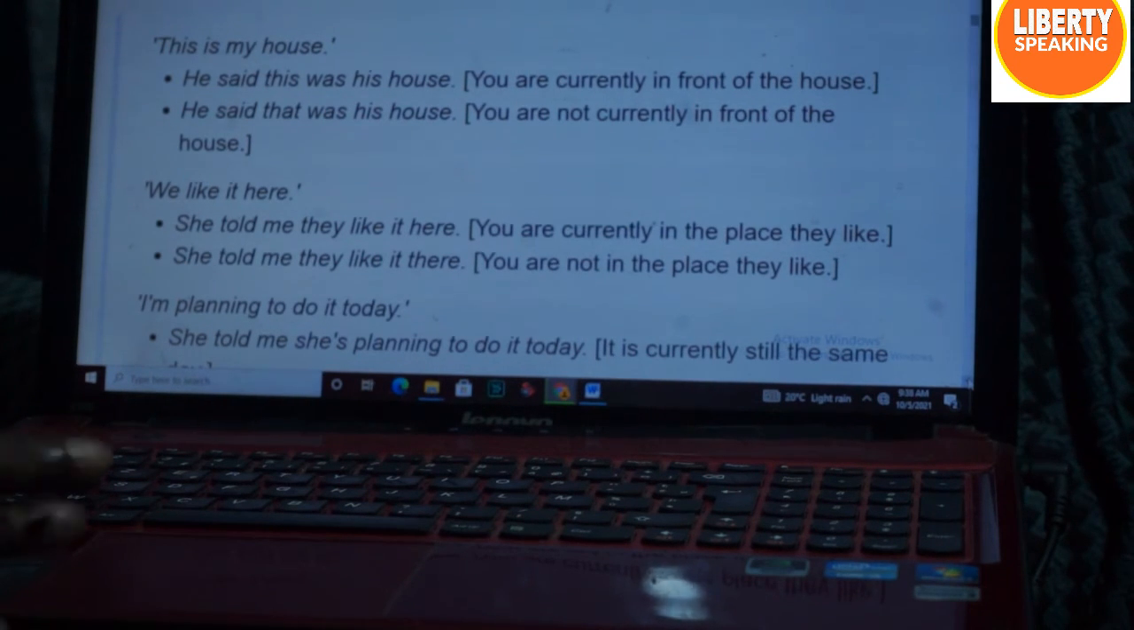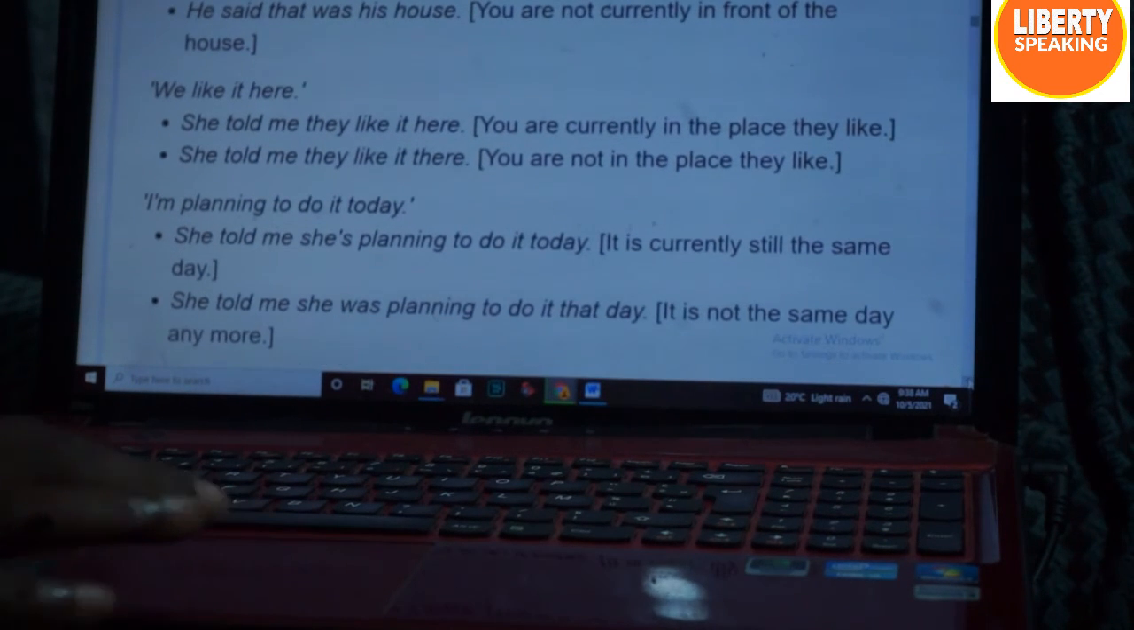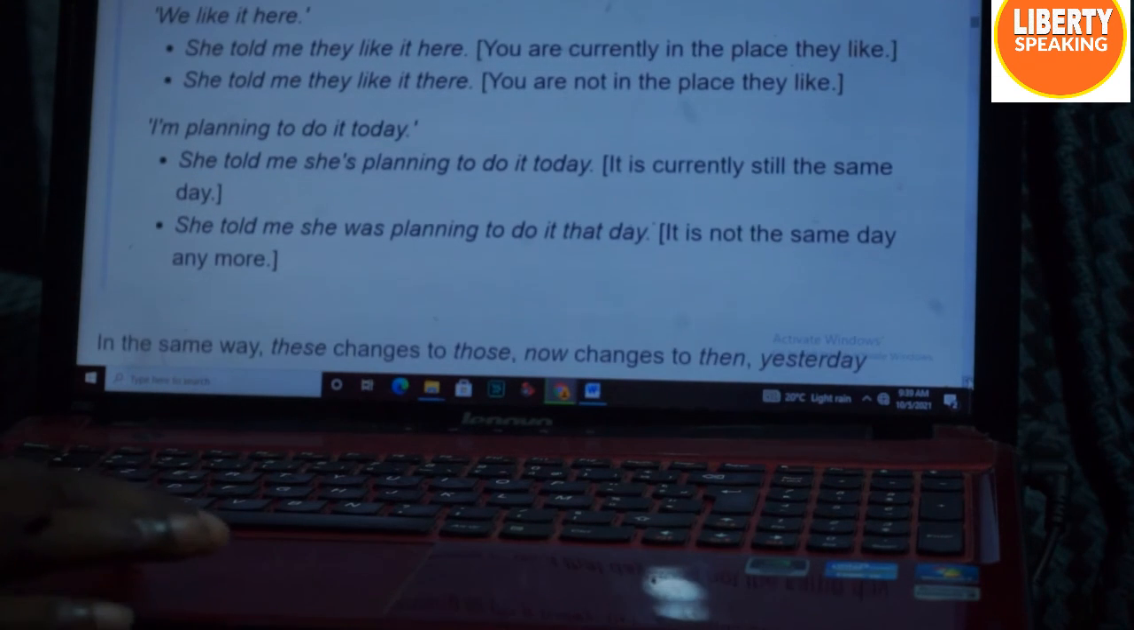You see the difference? We like it here. She told me they like it here. If you are currently in the place they like, you can say, she told me they like it here. You are now there. She told me they like it there. If I say, she told me they like it there, it means you are not in the place they like. So, you see the difference?